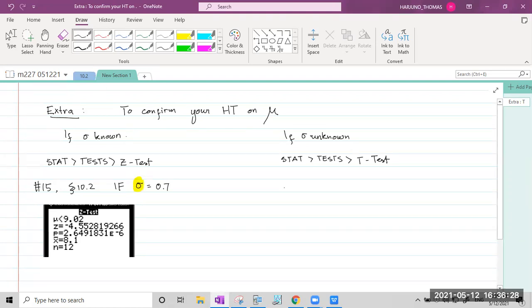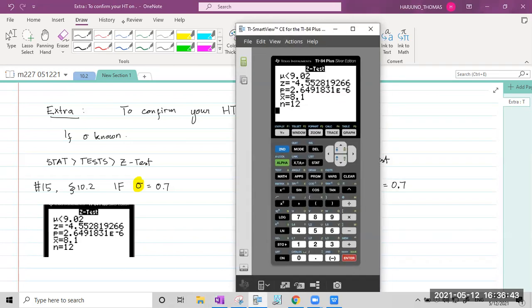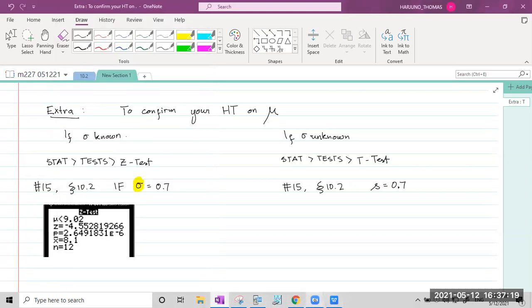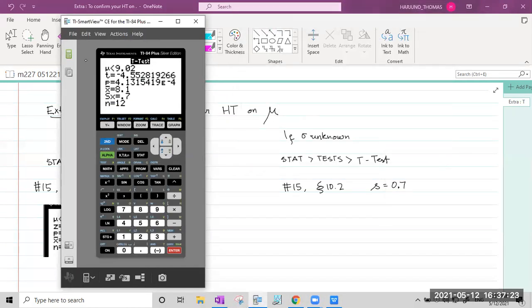Now, what happens if we redo number 15 from that section 10.2? Instead, we keep that S equals to 0.7. Sample standard deviation is 0.7. So when I use calculator, I cannot use z-test. I will use t-test. Okay, t-test. All the information here are the same. Sample standard deviation 0.7. Is this one less than? Calculate. This is what we get.